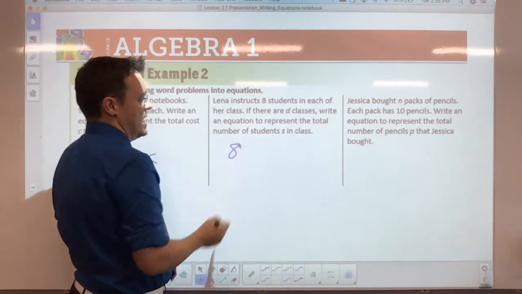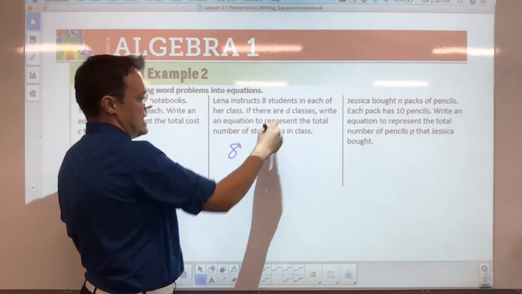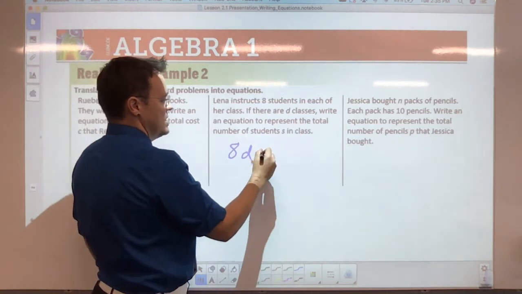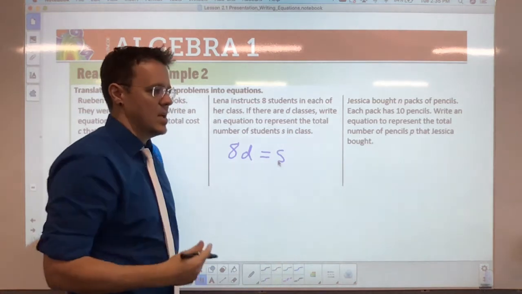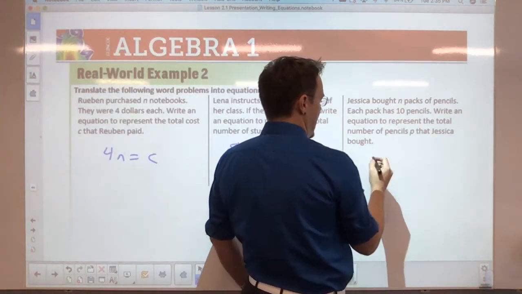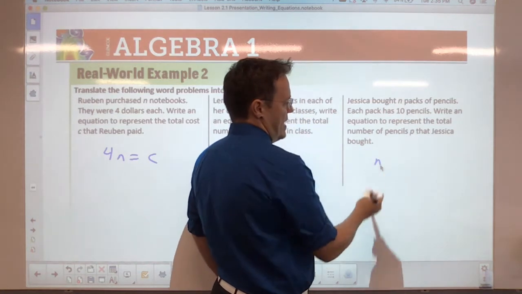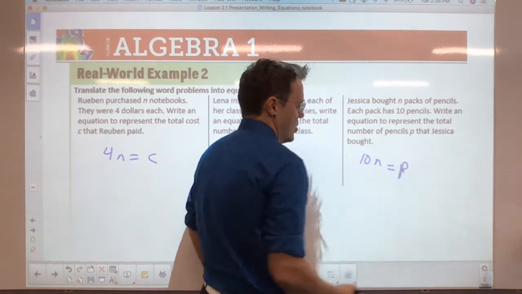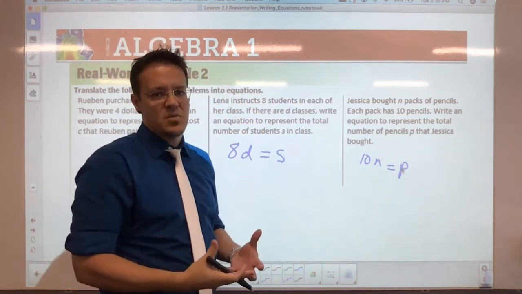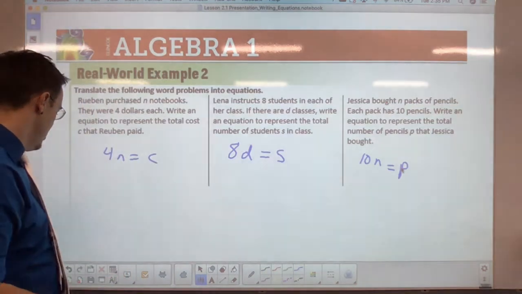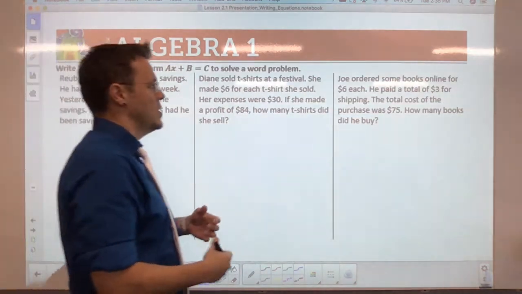Lena instructs 8 students in each of her classes, okay? So we know she's got 8 in each class. There are D classes. Write an equation to represent the total number of students. Same with this. Jessica bought, we don't know how many, but she bought N packs. Each one had 10 pencils. And then we want to represent how many she bought in total. So this is the beginning steps for you guys. I know you've been covering this in the past, but some of you may struggle with word problems, so we want to make sure we can.